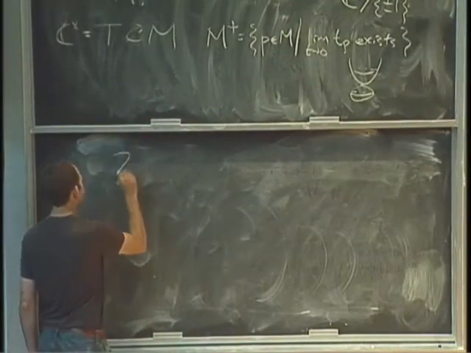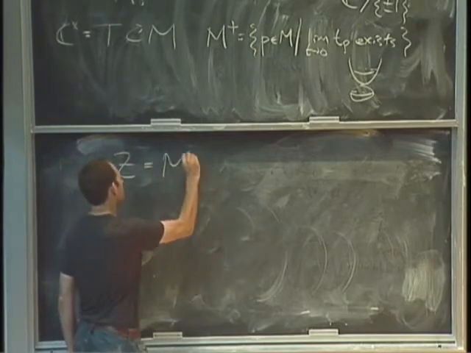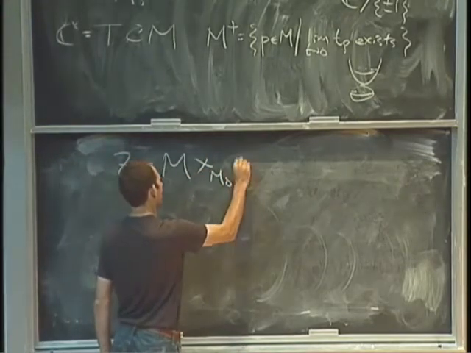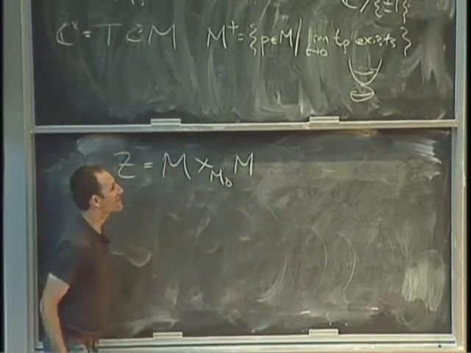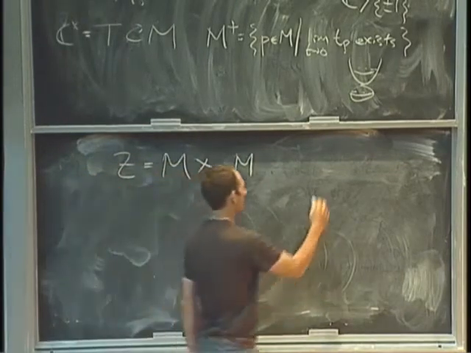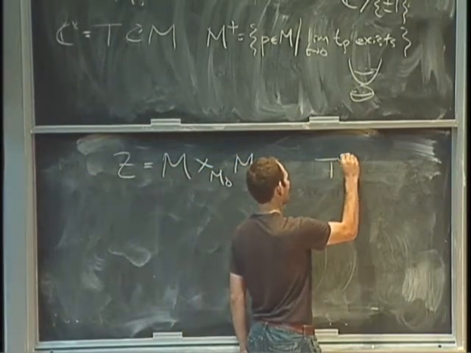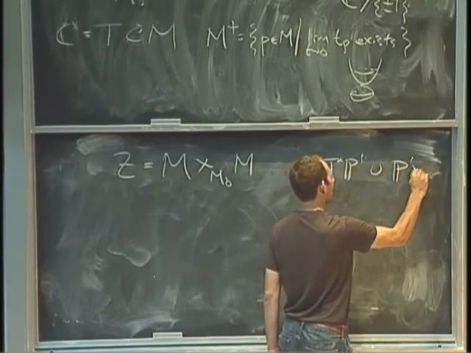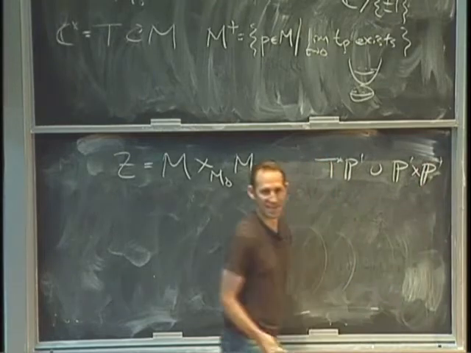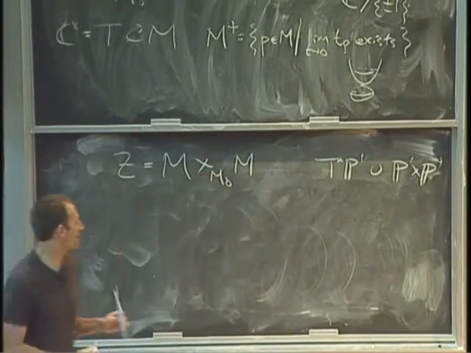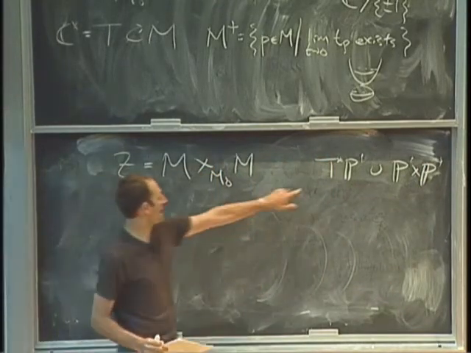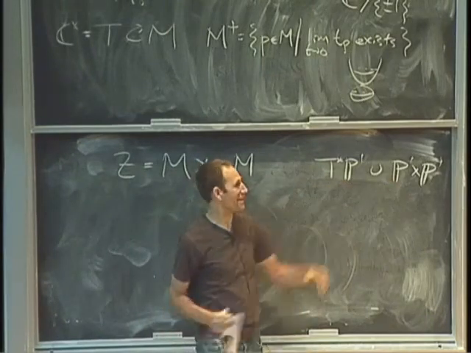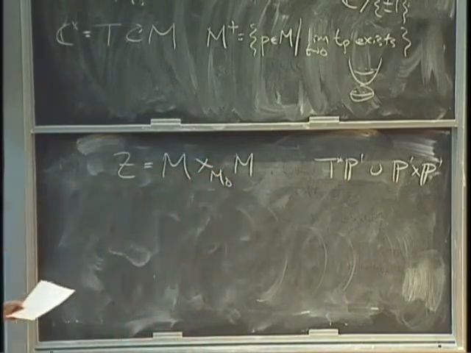I also had this Steinberg variety, Z, which was M cross M over M0. Again in the running example, this would be the diagonal copy of T star P1 union P1 cross P1. In general, it's going to have finitely many components, all of the same dimension, one of which is a diagonal copy of M. But then there'll be some other stuff as well.